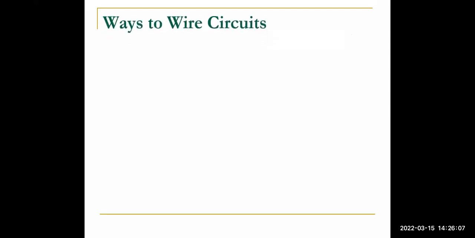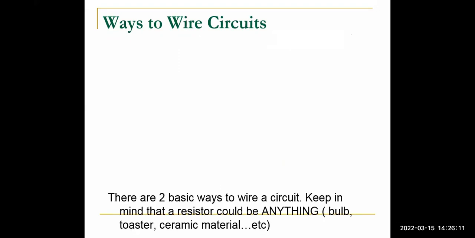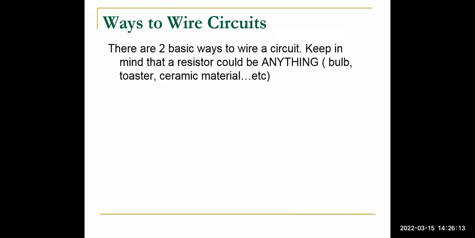So ways to wire a circuit. So different ways how to wire the circuits. Okay? So there are two basic ways to wire a circuit. Keep in mind that a resistor could be anything: a bulb, a toaster, a ceramic material, or anything. So series, so we have one after another. Then parallel, between a set of junctions and parallel to each other. So ito yung mga na-discuss natin last week. So continue lang natin siya in a different format naman.